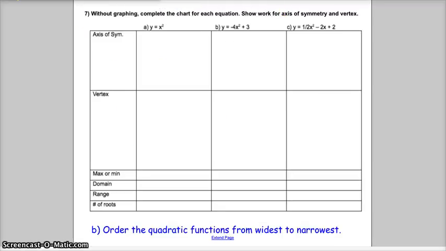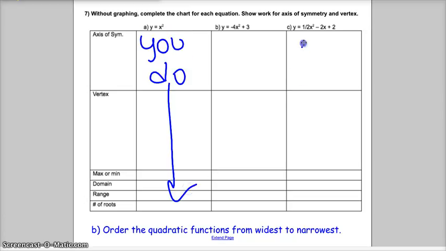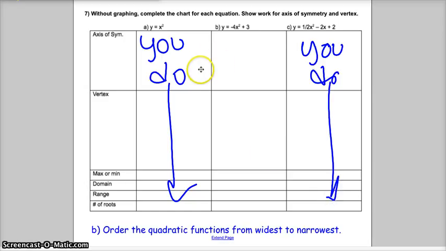Turning the page. So I'm going to start here with this middle one. You are going to do all of this, and you are going to do all of that. Don't write "you do," like you actually do the problem, please. Anyway, so what I'm going to list here, let me get a different color. My A value is -4, my B value isn't there, and my C value is 3.